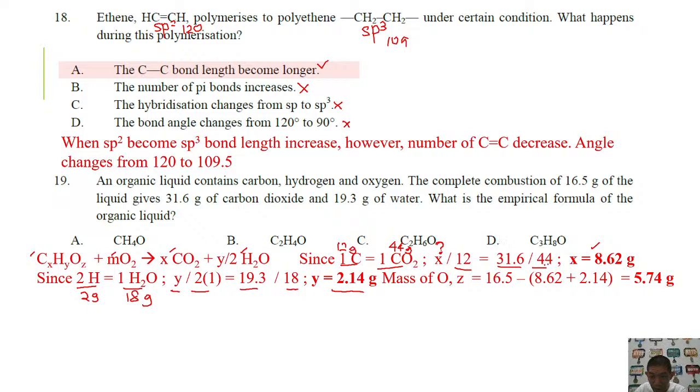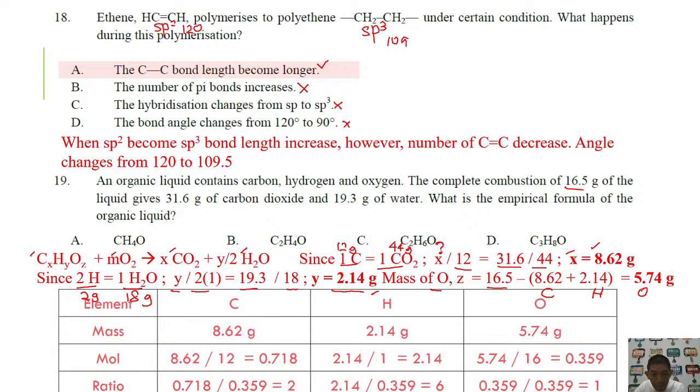Now you have carbon, you have hydrogen, how to get oxygen? So you combine the combustion of this compound, that means the total mass is 16.5. So you minus the mass of carbon minus the mass of hydrogen, this will be the mass of oxygen, which is 5.74.